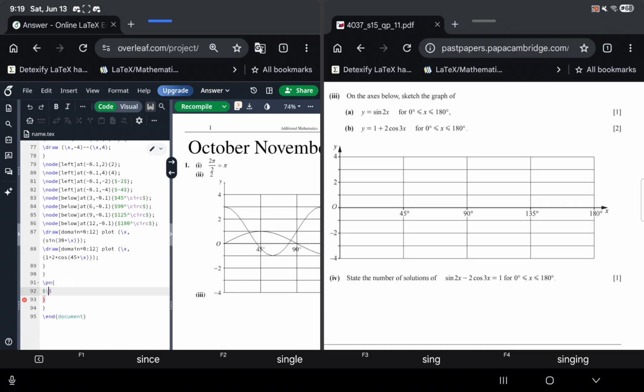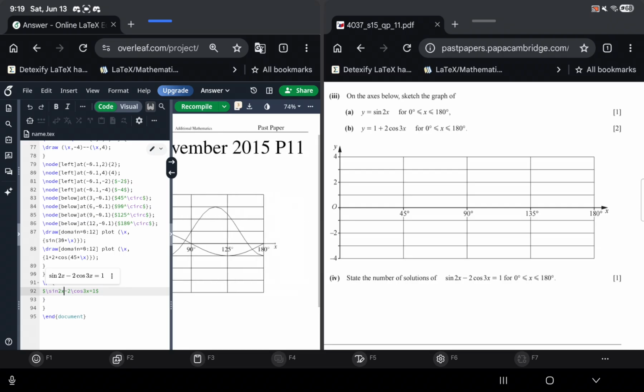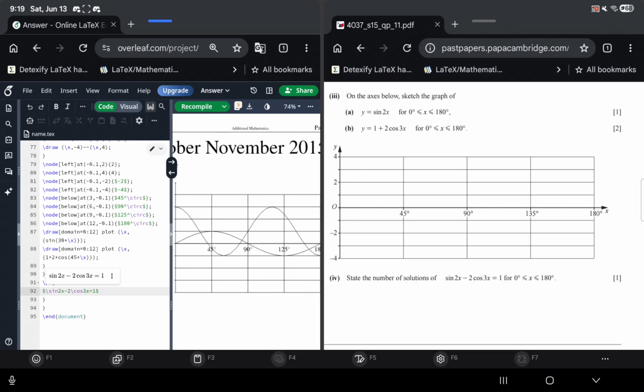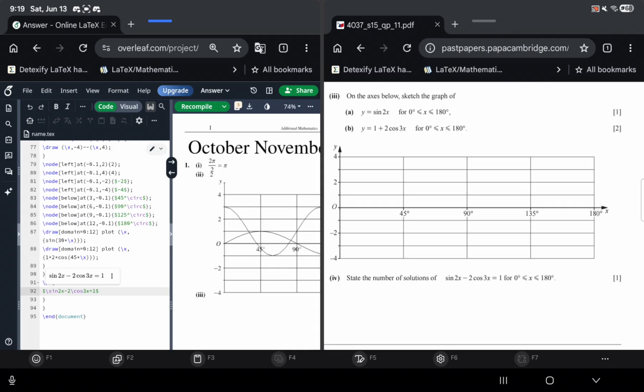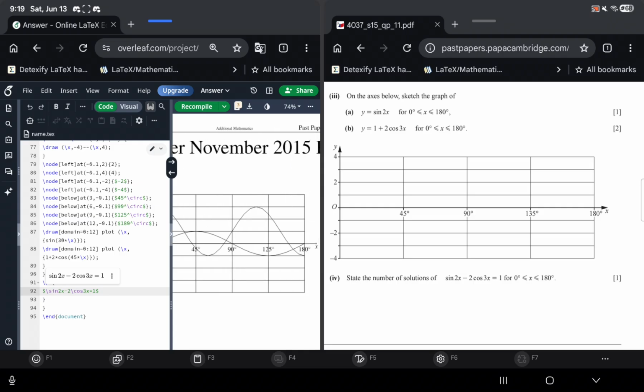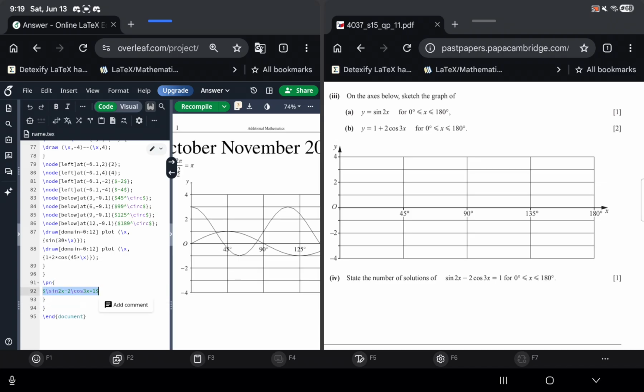So sine of 2x minus 1 minus 2 cosine of 3x is equal to 0. We move this onto that side and it is equal to this. If we subtract these two, we want to know when it equals 0. That means we want to know when these values equal the same y value, meaning it has 1, 2, 3 intersections. You can see 3 intersections.